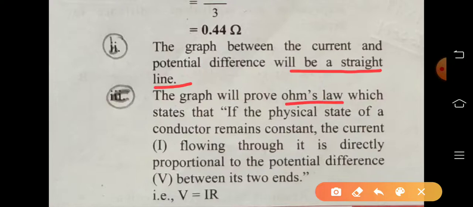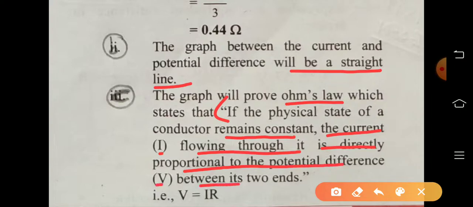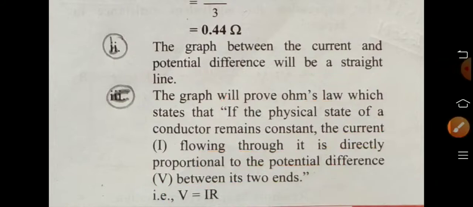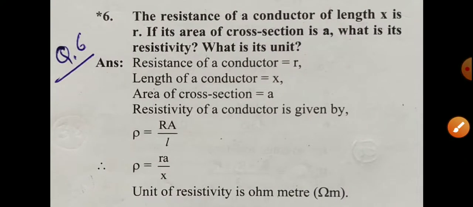Underline here Ohm's law, which states that, and we are writing the answer of Ohm's law. If the physical state of a conductor remains constant, the current I flowing through it is directly proportional to the potential difference V between its two ends. That is, what is the mathematical formula? V is equal to IR. This is the answer.